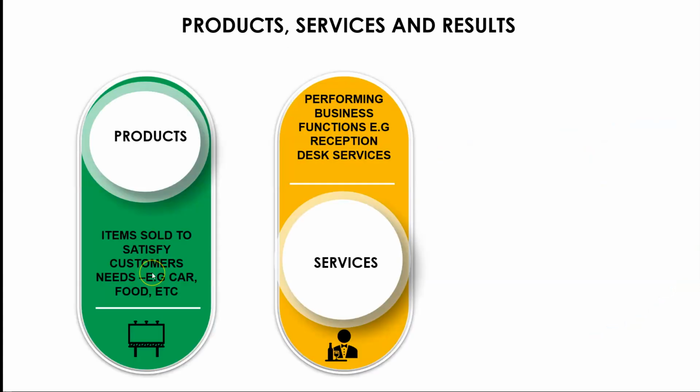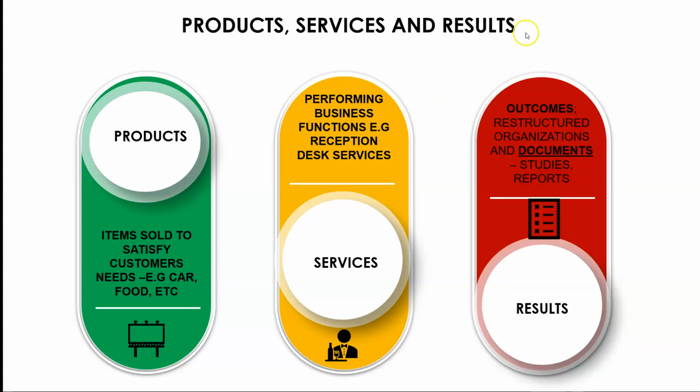So let's look at products, services, and results. Products, the item sold to satisfy customer needs, for example, a car, food. Products are easy, everybody knows that. Services, performing business functions. You could have reception desk services, you could have maintenance type services, you can bring in people to see about your landscape and all that. You have those kinds of service. Results are what sometimes give problems.